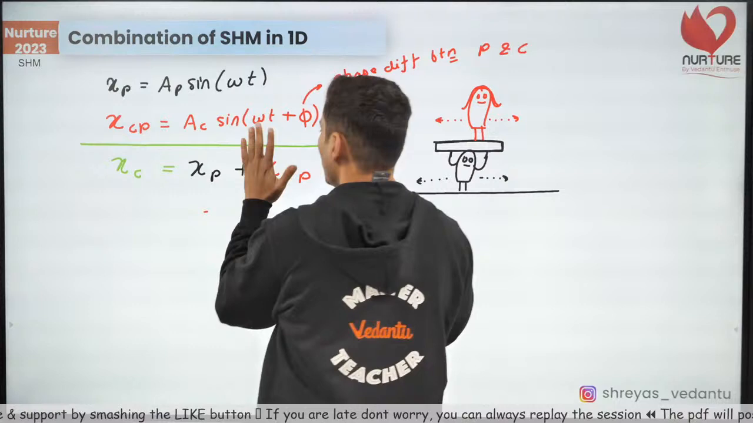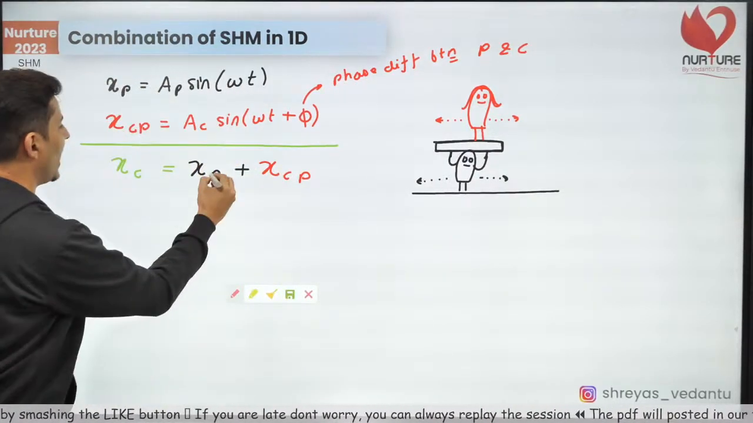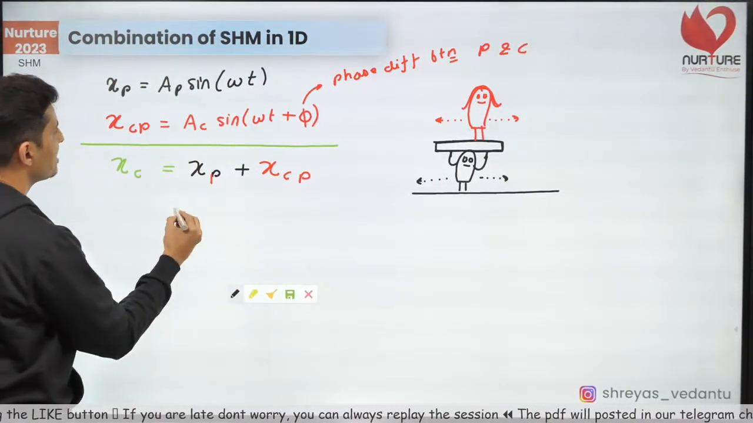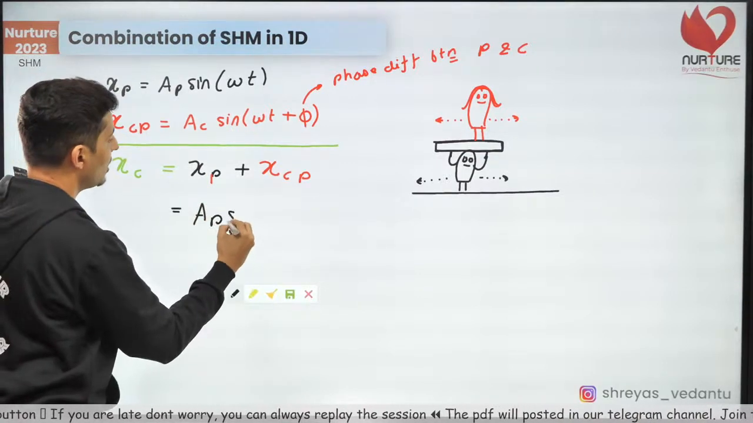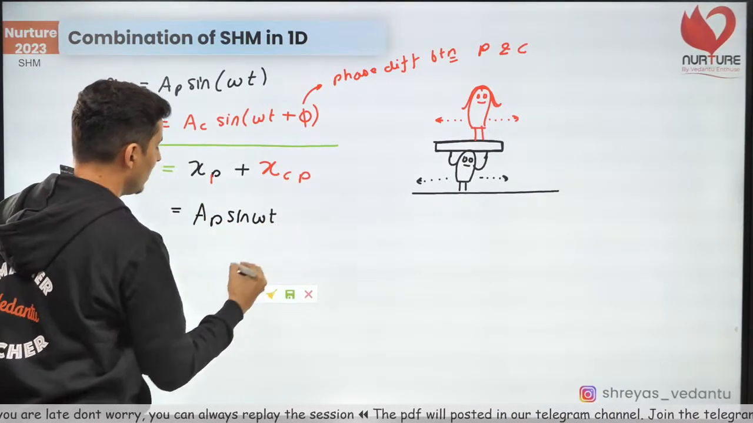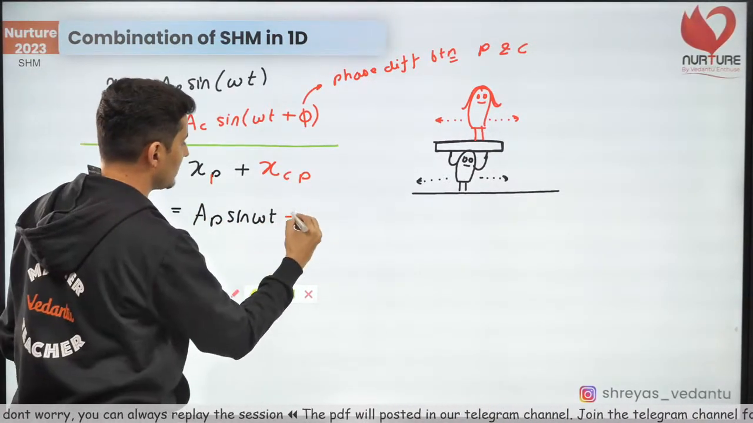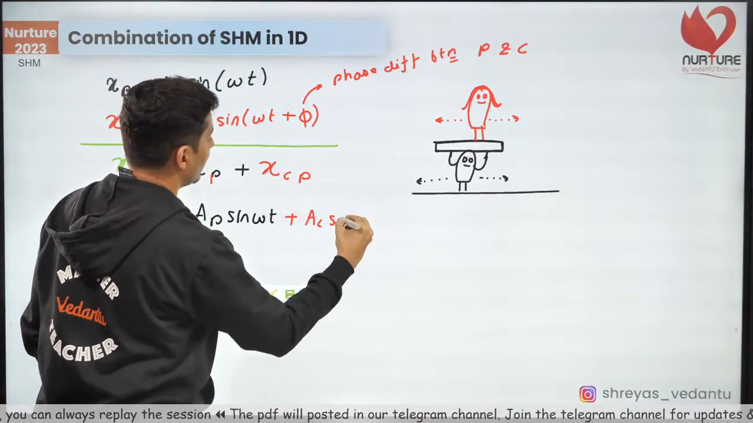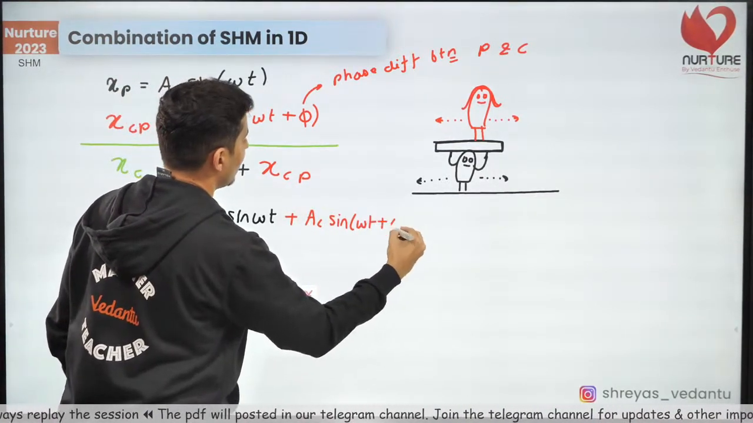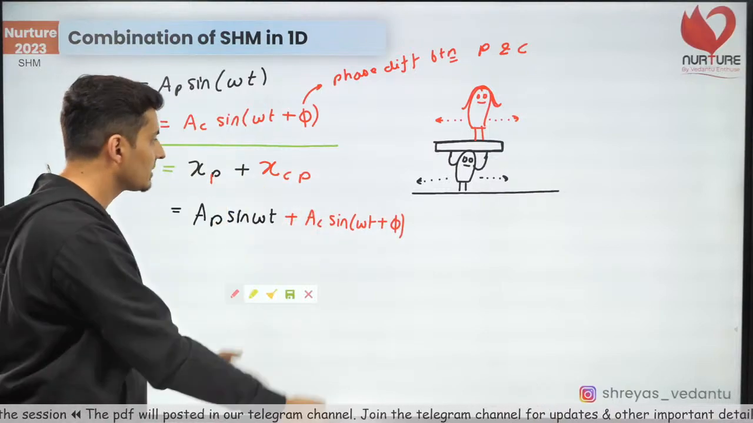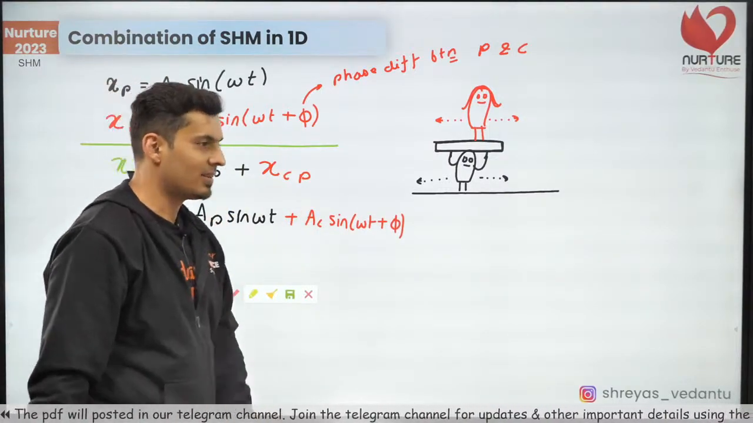Now, the problem is, I don't know how to add these two. This is crazy. This is scary. AP sine omega t, this is one term. Second term is AC sine omega t plus phi. How do I add these two? My goodness, I don't know. It doesn't even look like an SHM.